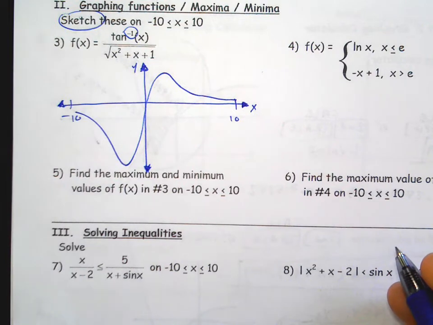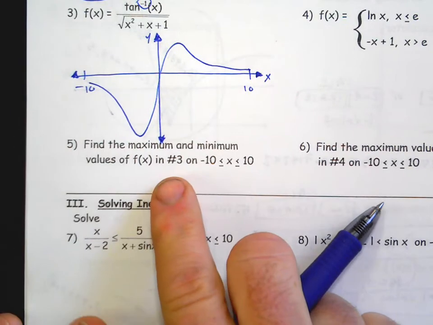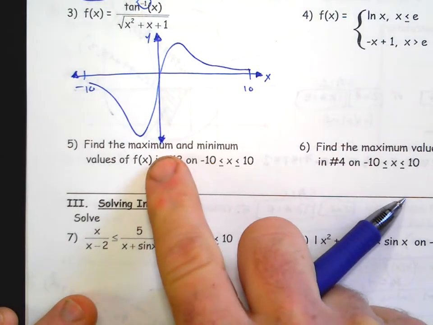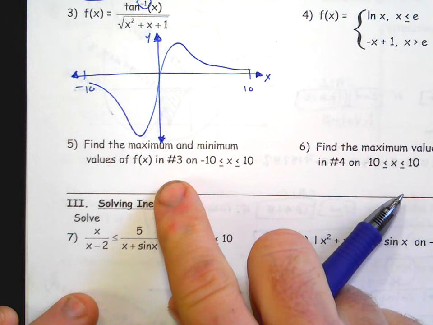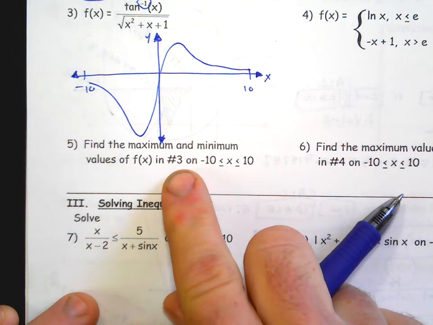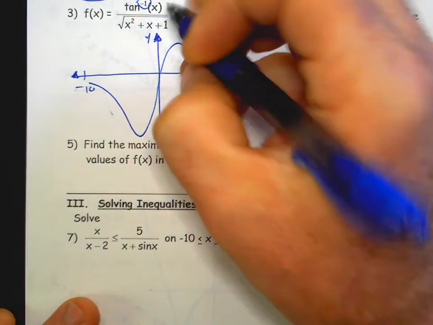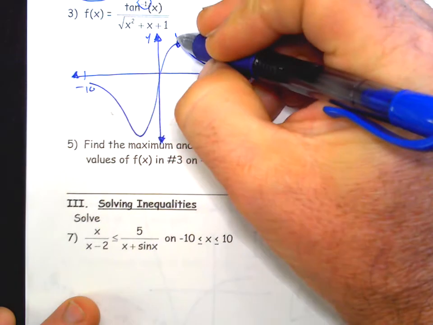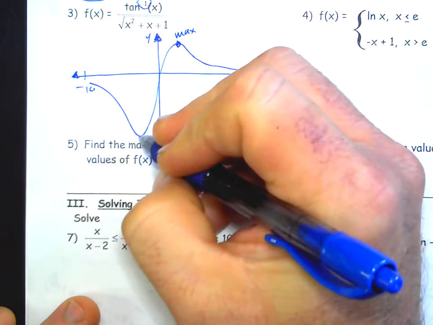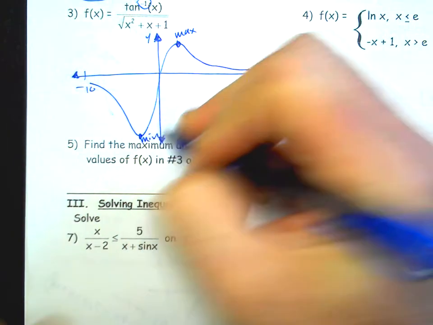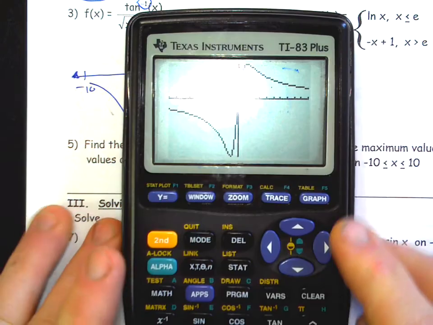Now, let's jump down to number 5 while we're at it. Find the maximum and minimum values of f of x in problem number 3 from -10 to 10. So, I mean, we can see it right here. This is your max value, absolute max. This is your min value, absolute min. And your calculator is really good at finding these for you.